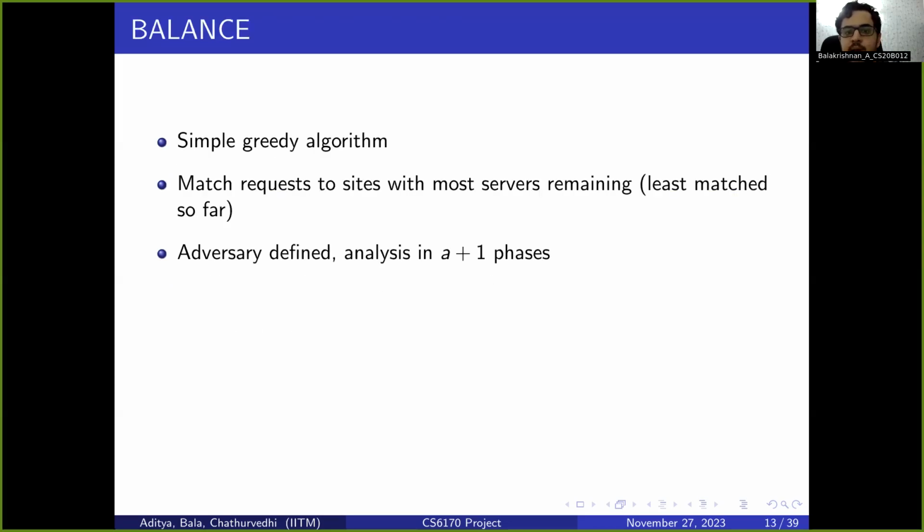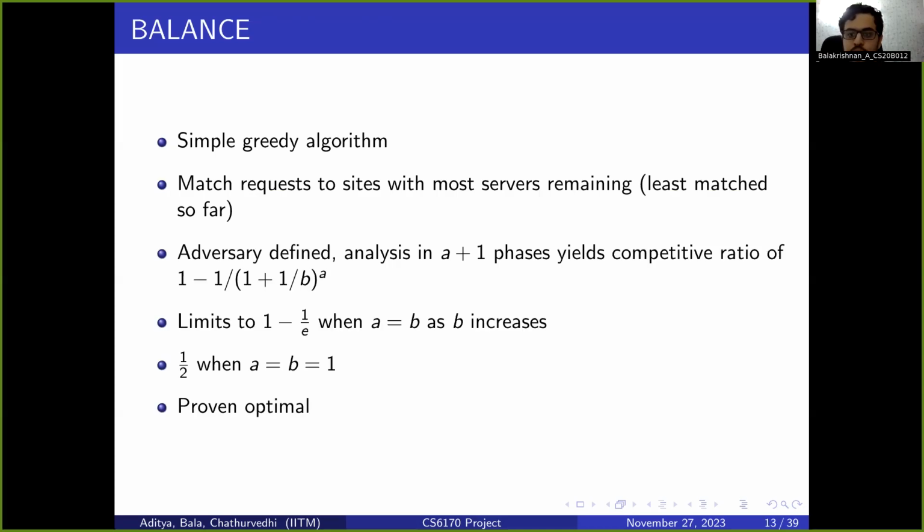Balance is a simple greedy algorithm which matches requests to sites that have matched the least number of requests so far. An adversary is defined and the analysis is done over A plus 1 phases. As you may expect, in each phase, the number of permissible sites to which edges are given to the requests keeps shrinking. So in the last phase, the algorithm will not be able to perform any matching at all.